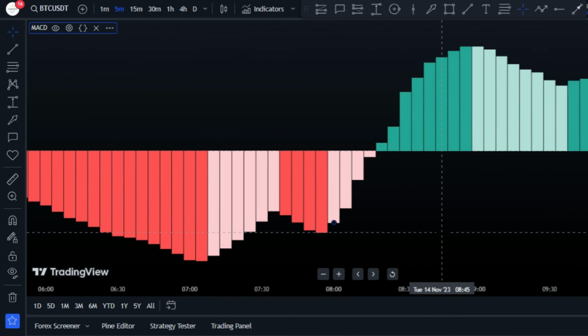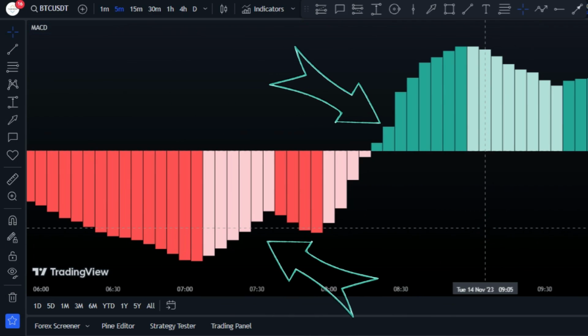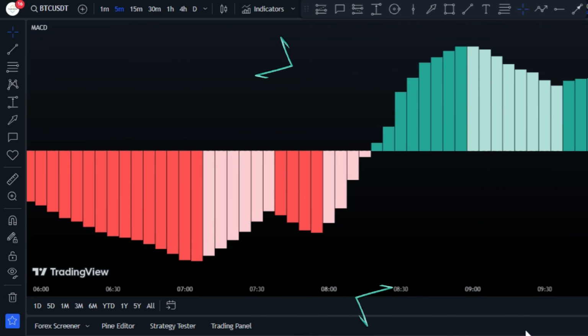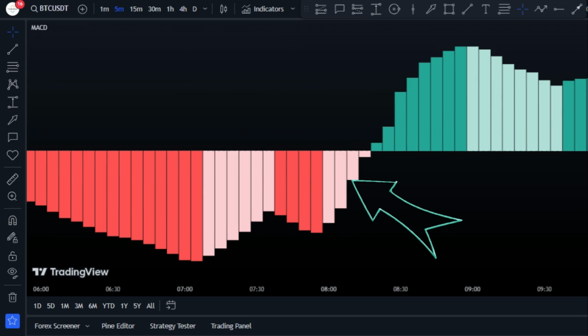The MACD indicator with its histogram position is your secret weapon to filter out those low potential signals. Here's how it works. If the histogram is positive, meaning it's above the zero line, it's a green light for buy signals and a red light for sell signals. But if the histogram is negative, it's the other way around. Sell signals get the green light and buy signals stop in their tracks.